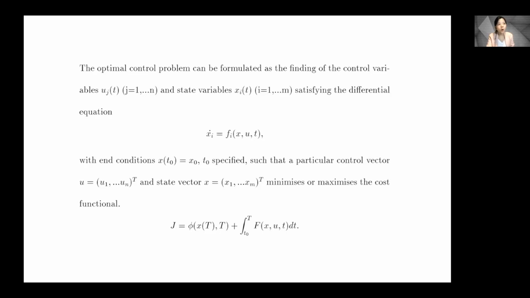To formulate an optimal control problem, you need a control variable represented by U. The constraint will be your SIR model, the differential equations. And then what we want is to minimize or maximize, or in short, to optimize a cost function defined by J, where you have your state variables and your control variables.